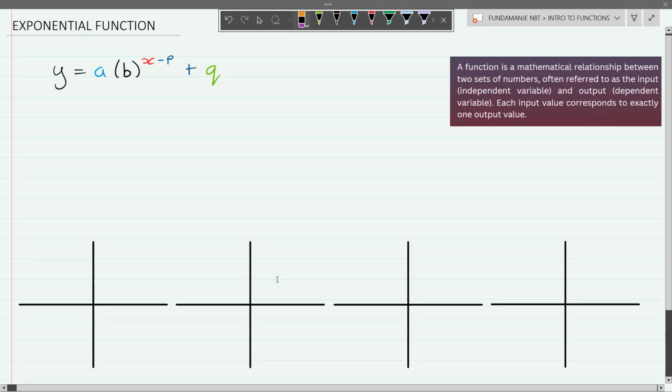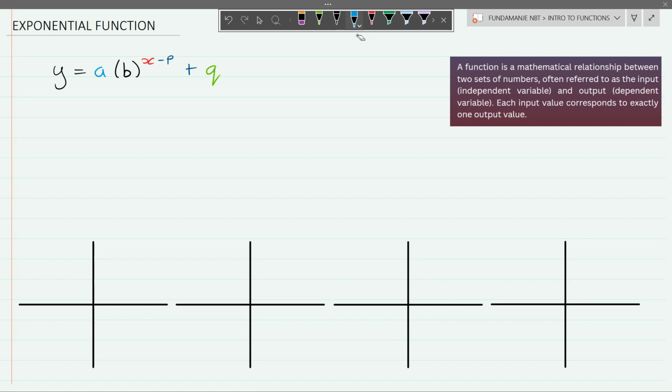Hi, in this lesson we want to talk about the exponential function. Now the exponential function has quite the complicated looking format. We have a, we have b, we have p, and we have q. Now what do all of these variables do? First of all, we're going to take a look at all of them using the following diagrams.